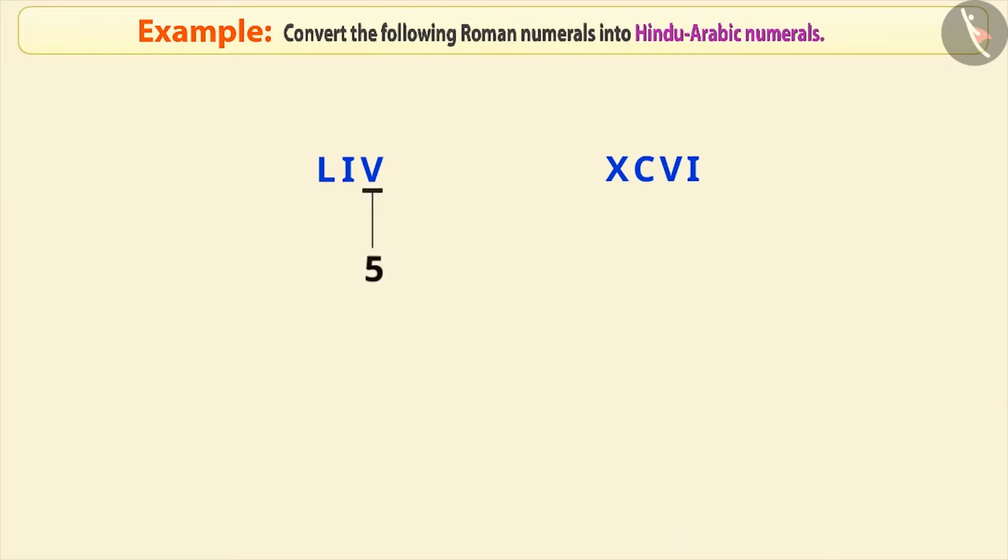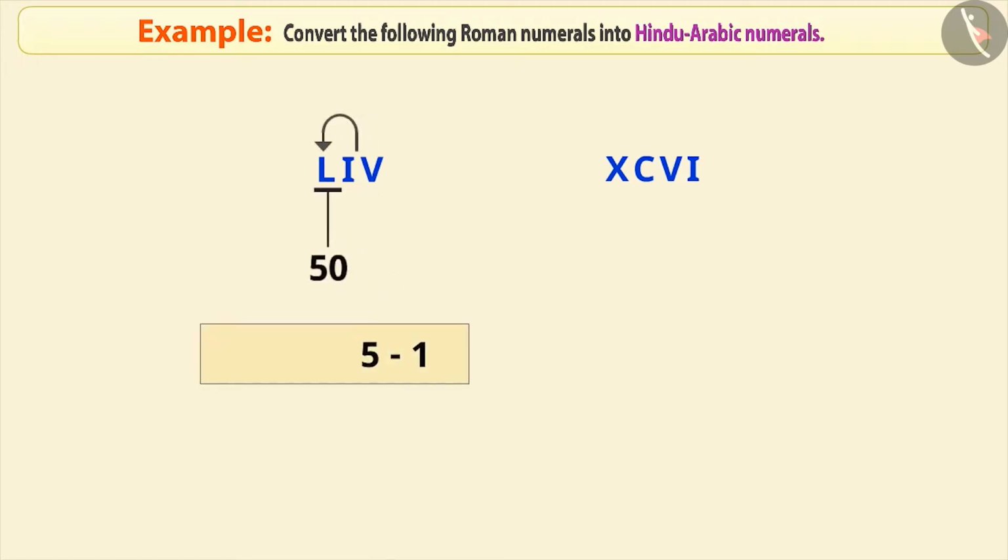This symbol represents 5 and the next symbol represents 1. Since this symbol is written before the symbol of larger value, it must be subtracted. The next symbol towards the left is of larger value, so it must be added. Therefore, the result is 54.